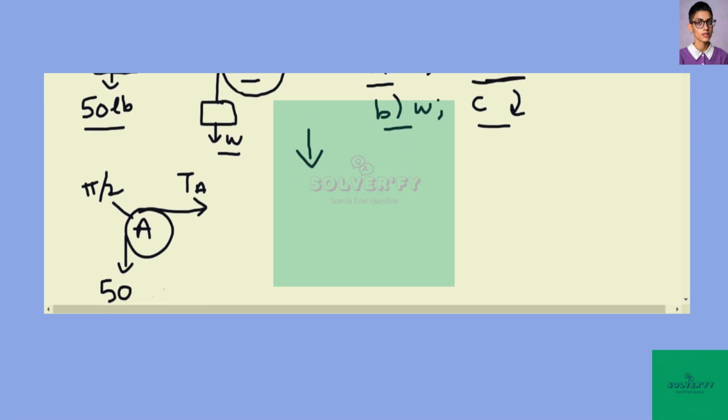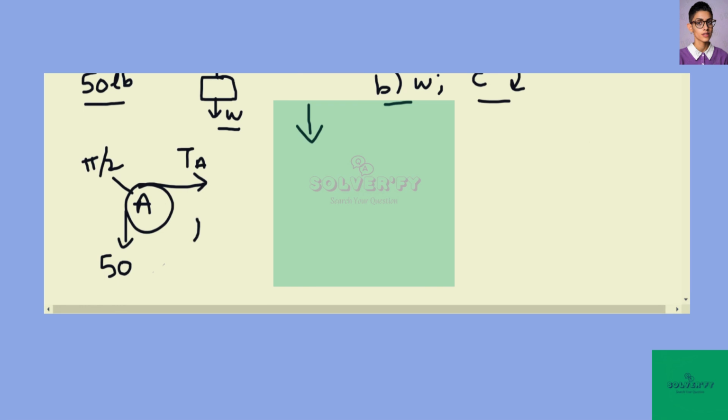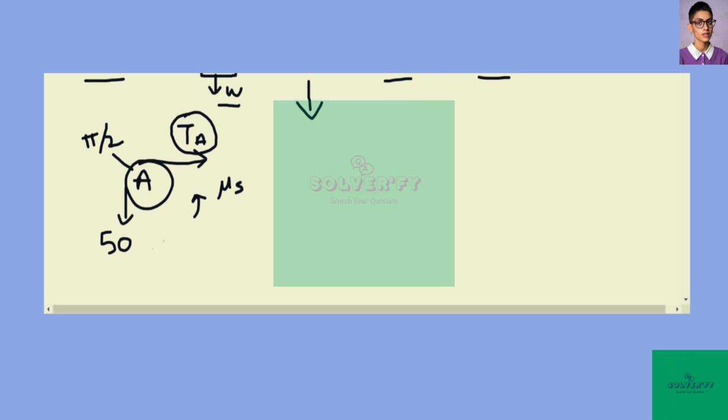And since pipe A is moving counterclockwise, we're going to have TA to be the larger weight. And we're going to use the static coefficient of friction here.